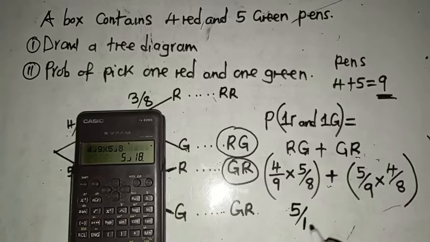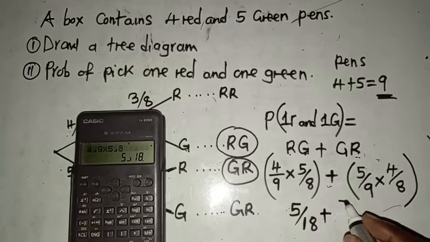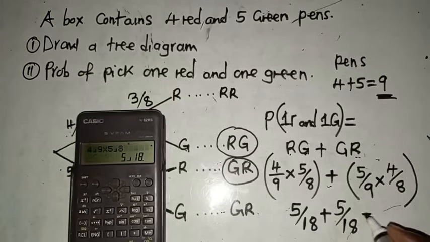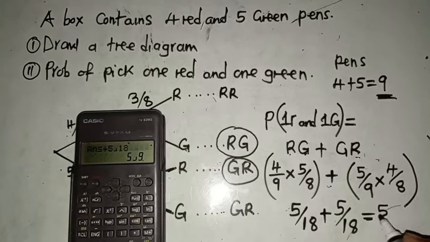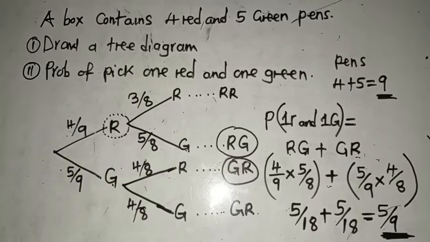5 over 18 plus. Even this one here, have you seen that these are the same? I'm also going to get 5 over 18. Then finally, what will be the answer? I'm saying plus 5 over 18 because those are the same. I'm getting 5 over 9 as my answer. They're going to give me 2 marks just doing this.